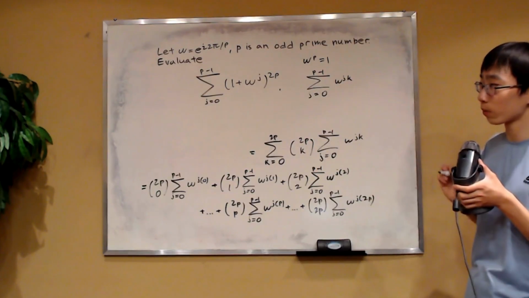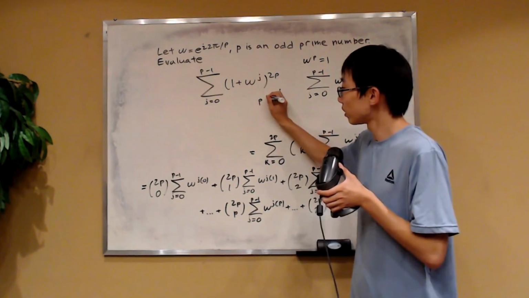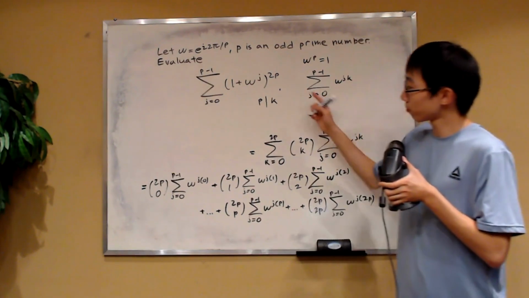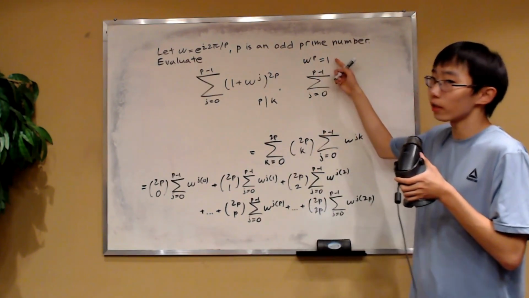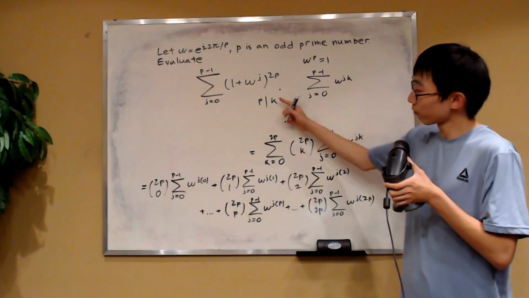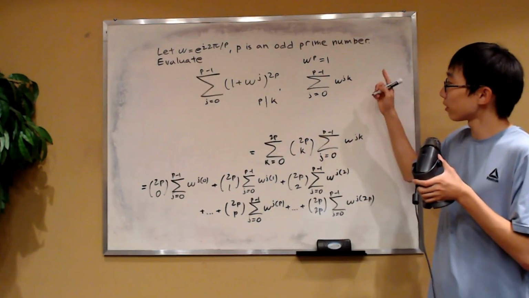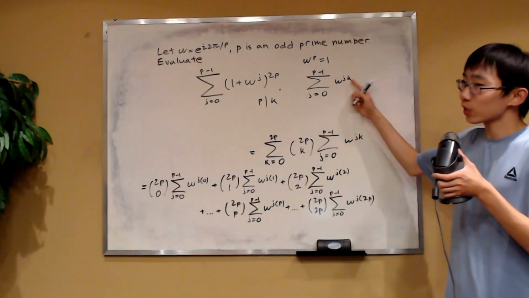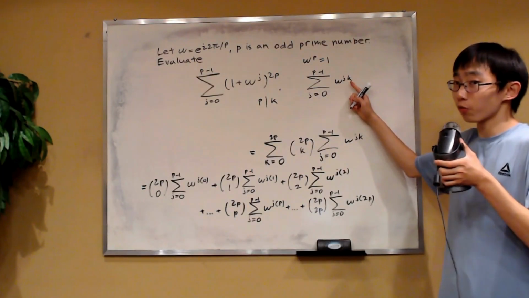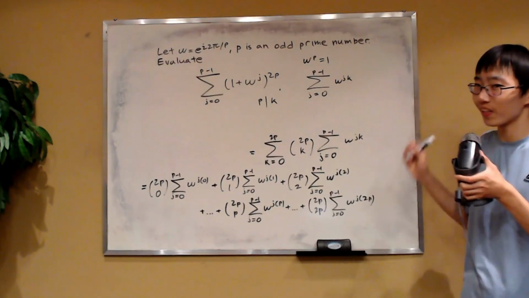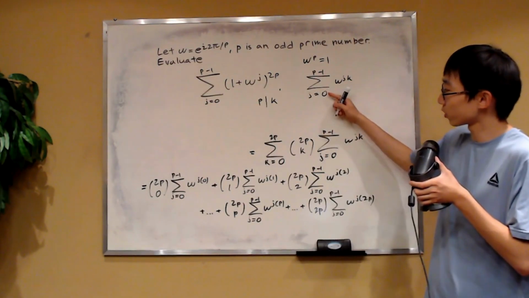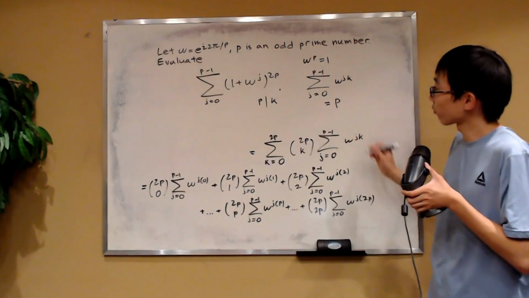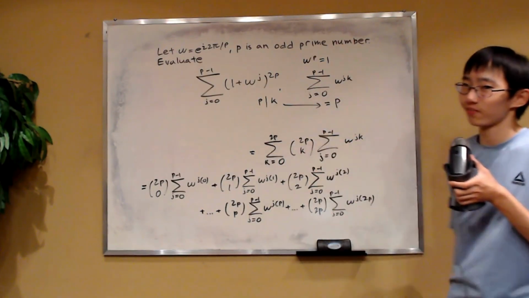The first case I will consider is when p divides k. And because omega to the p is equal to 1, if p divides k, well then this would mean that omega to the k is 1, right? So this sum would just be a sum of a bunch of 1s, namely p 1s, because this goes from j equals 0 up to p minus 1. So this would be equal to p, of course, if p divides k.